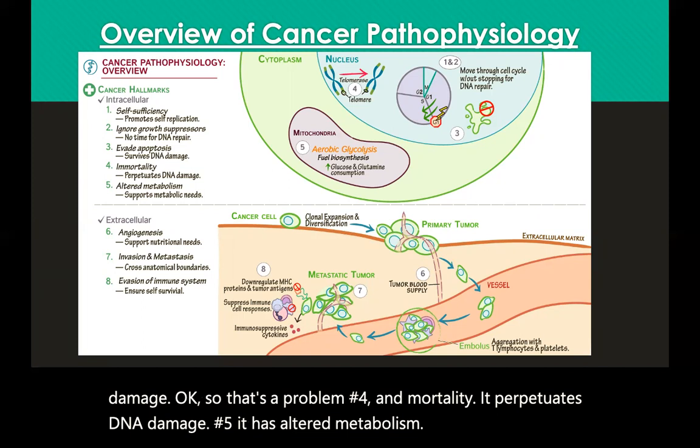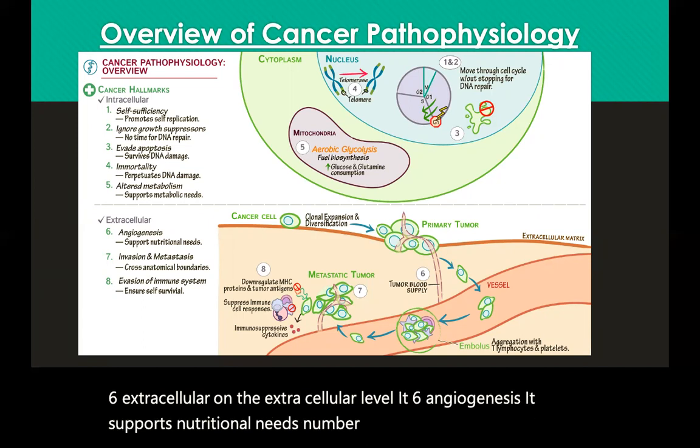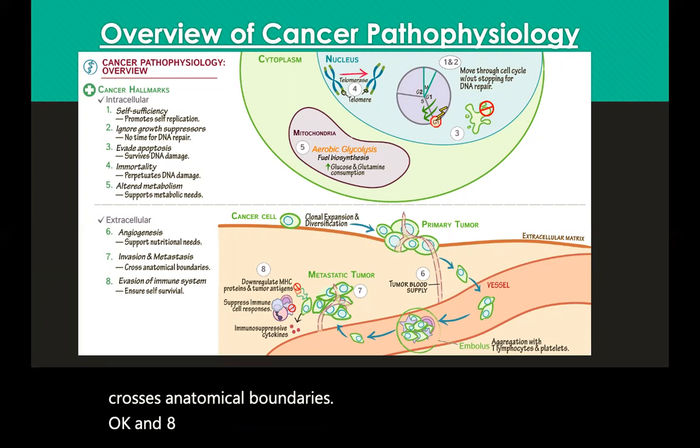Number 6, on an extracellular level, angiogenesis. It supports nutritional needs. Number 7, there's invasion and metastasis. It crosses anatomical boundaries. And number 8, evasion of the immune system. It ensures self-survival.